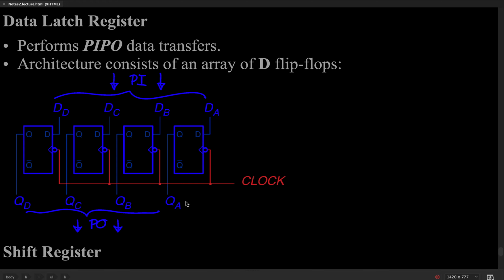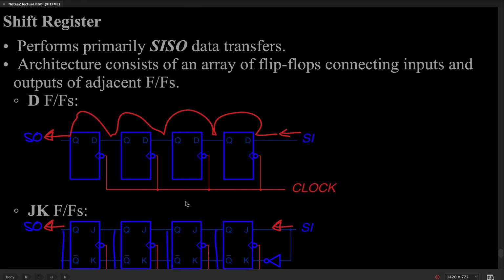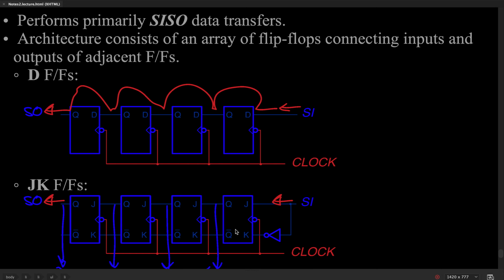The shift register, on the other hand, works primarily with SISO, or serial in, serial out data transfers. I can build a shift register two different ways. I can build it with D flip-flops. Every time I hit the clock, it moves one bit at a time across. Or I could use JK flip-flops, which are configured to act like D flip-flops, and they do the same thing.